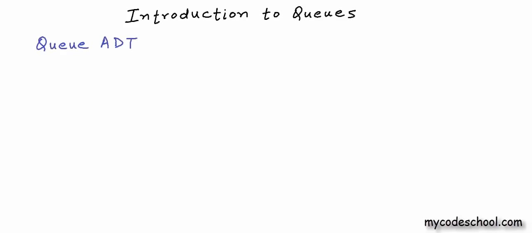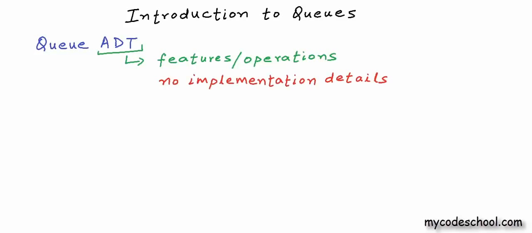We are going to talk about queue ADT. Just the way we did it for stacks, first we are going to talk about queue as abstract data type, or ADT. As we know, when we talk about a data structure as abstract data type, we define only the features or operations available with the data structure and do not go into implementation details. We will see possible implementations in later lessons. In this lesson we are only going to discuss the logical view of the queue data structure. Okay, so let's get started.